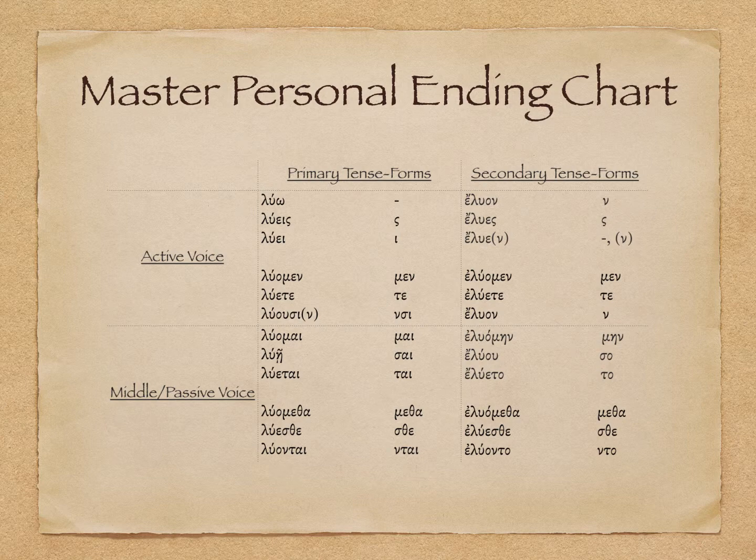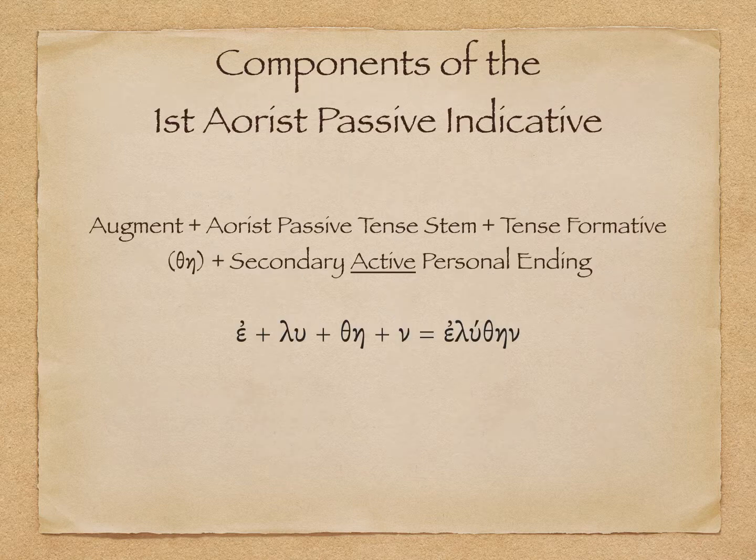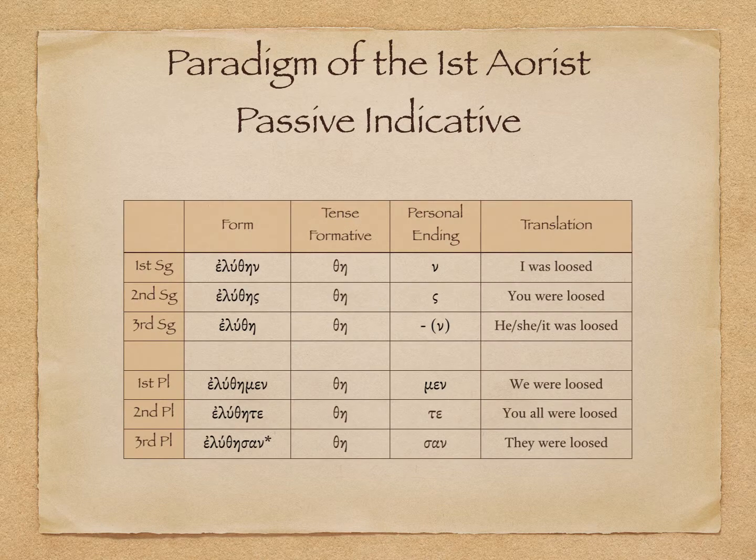Jump back a slide. So we're not in the passive voice endings. We use the active voice endings for the first aorist passive. Nu, sigma, and then the third singular can be absent, or nu, men, te, nu again, but even this will be nuanced a little bit. So you can see how that works out. Secondary active personal endings. Now let's look at a full paradigm here.